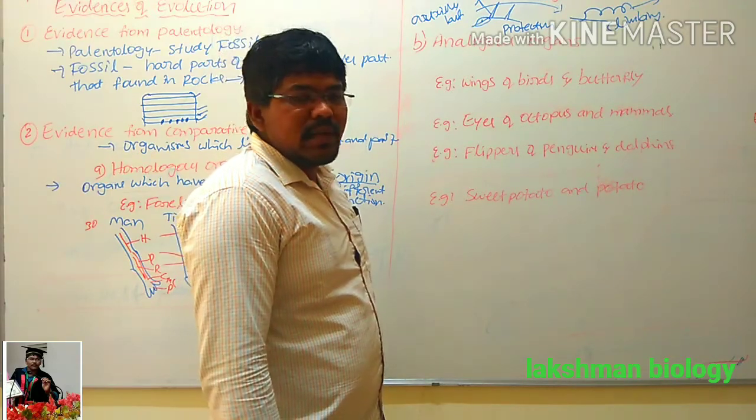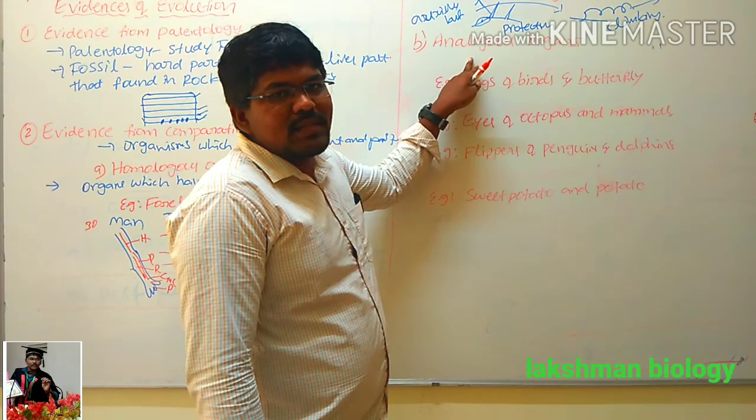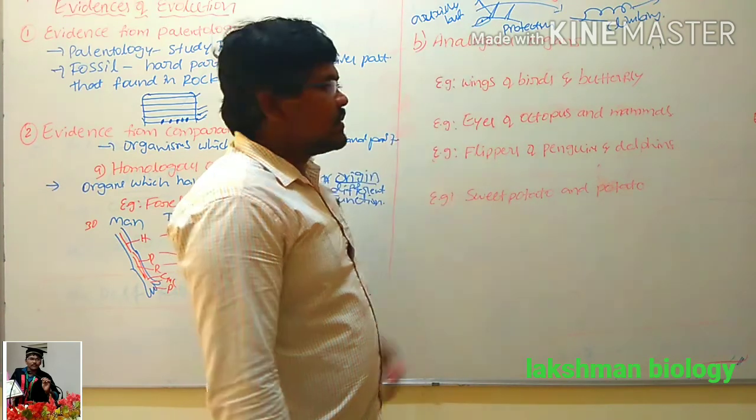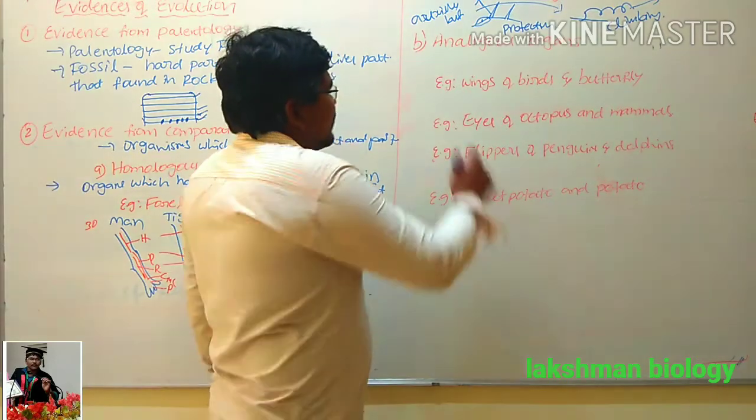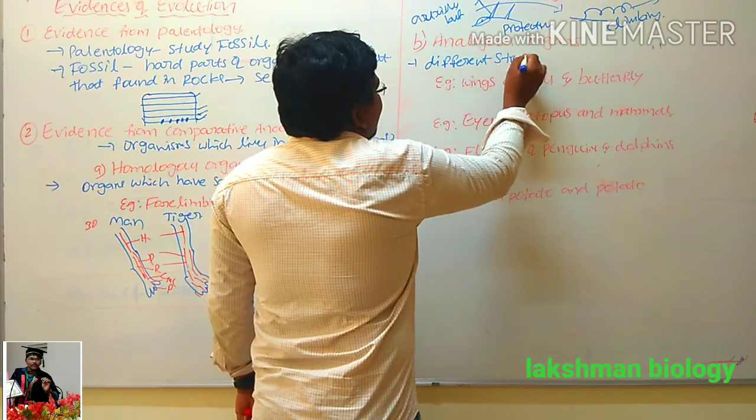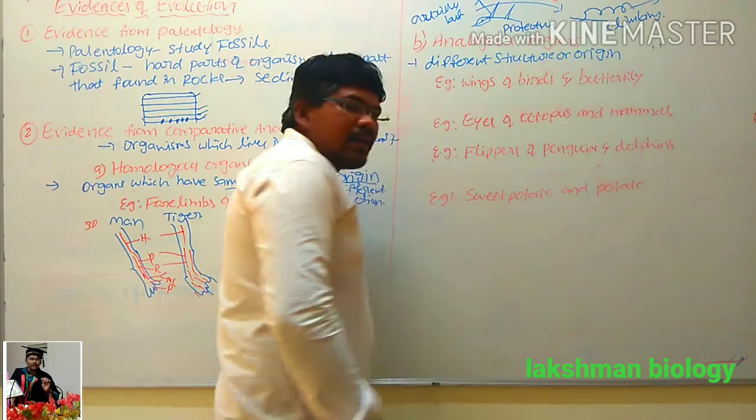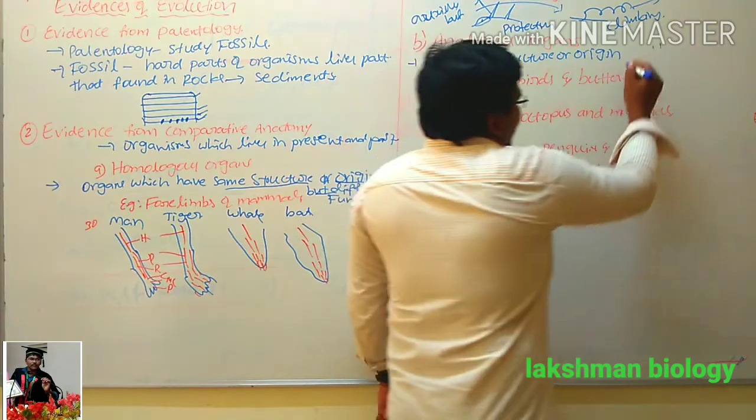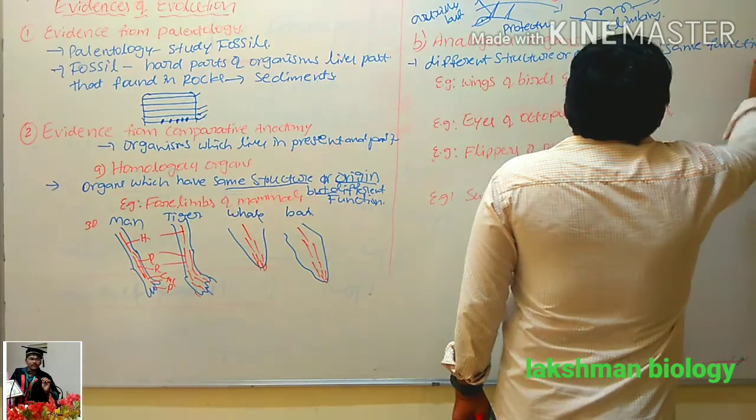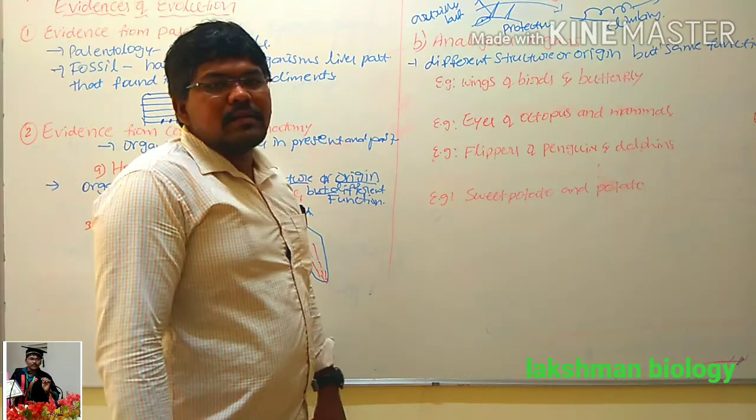Next we have to see the analogous organs. Analogous organs are exactly opposite to homologous organs. Homologous organs mean same structure or origin. The definition of analogous organs is: the organs which have a different structure or origin but the same function are called analogous organs.